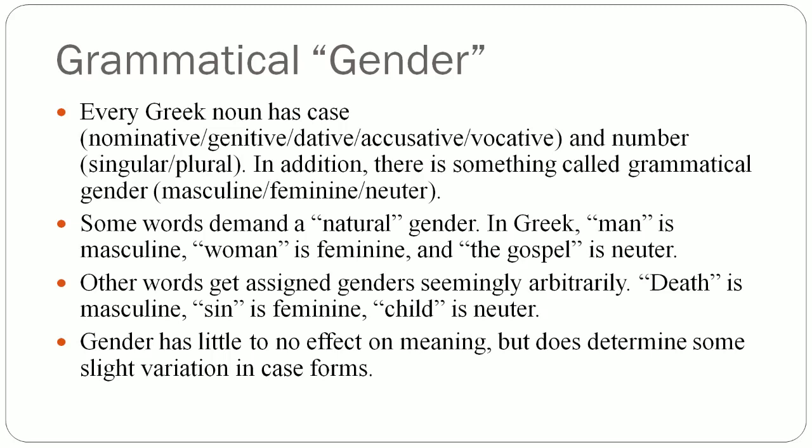I've noted here that gender has little to no effect on meaning, but it does have some determination on what form these words take and what kind of pattern they follow. So every Greek noun has case: nominative, genitive, dative, accusative; number: singular or plural; and gender: masculine, feminine, or neuter. And those gender categories will not always make sense.